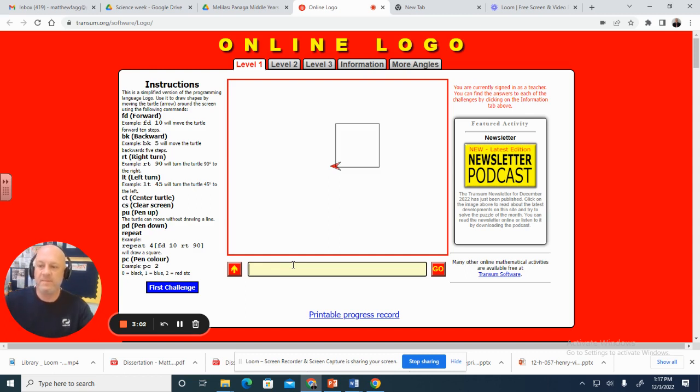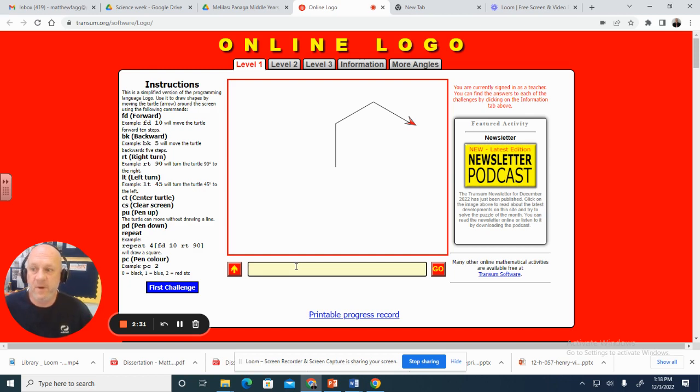Now, the next thing I'd like them to do, which is more of a challenge, is to draw an equilateral triangle. Now, most likely what will happen is if you ask the children to do that, as they would know that the internal angle of an equilateral triangle is 60 degrees, they will do something like this. Okay, so right turn 60 and forward 10. And they'll be a bit confused to begin with. Why does that not look like an equilateral triangle?